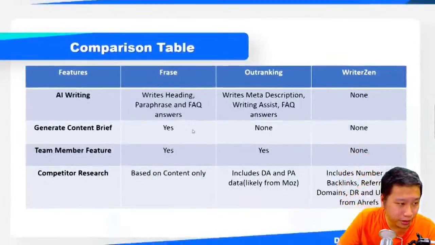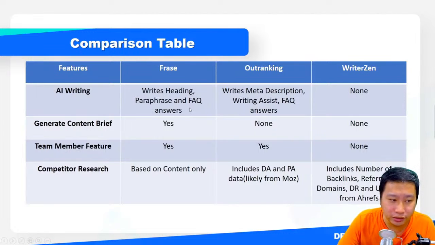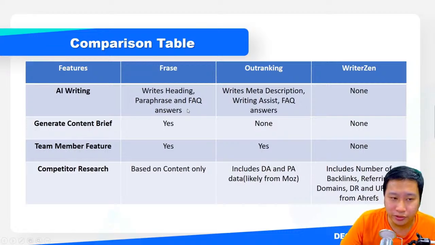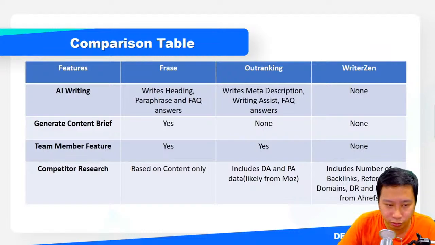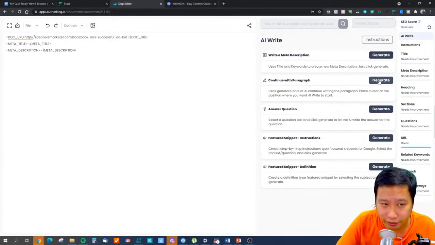Okay. And lastly, in terms of AI writing, WriterZen does not have any AI writing features at all. With Phrase, you can write headings, you can do paraphrasing, and you can do FAQ answers. But with Outranking, you can write meta descriptions. It can assist you in writing. So if you write, let's say, 5 sentences, and you're not sure how to move forward, you can use Outranking to generate it. Let me just show you. You can click on AI write, and you can click on continue with paragraph. They have the meta description writer here, answer question and featured snippet generation as well.